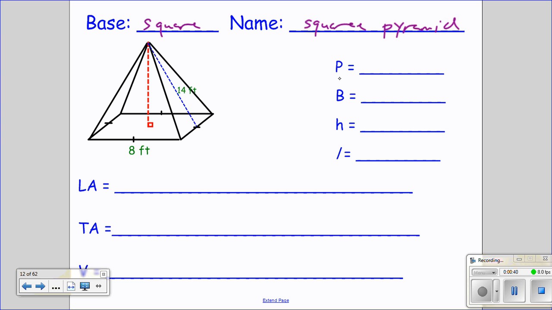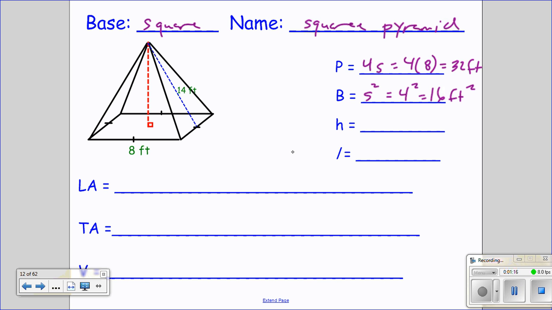P, again, stands for the perimeter of the base. So since it is a square, the formula for perimeter is 4 times your side. So that means it's 4 times 8. So that means the perimeter for this square is 32 feet. B stands for the base area. Again, since it is a square, the formula is side squared. So that means it's 4 squared, which is 16 feet squared.